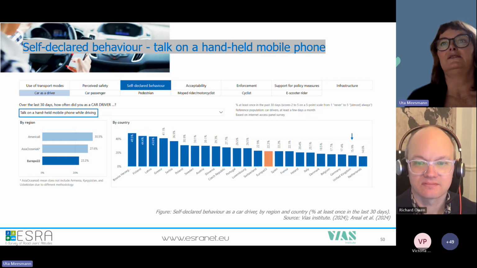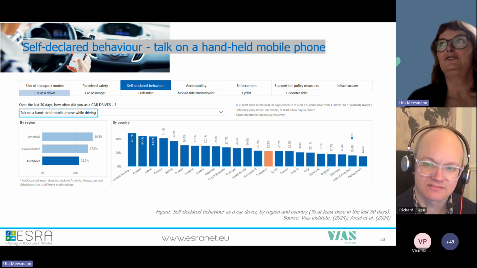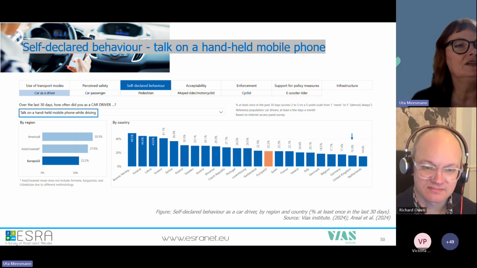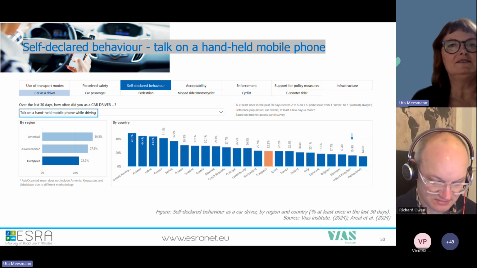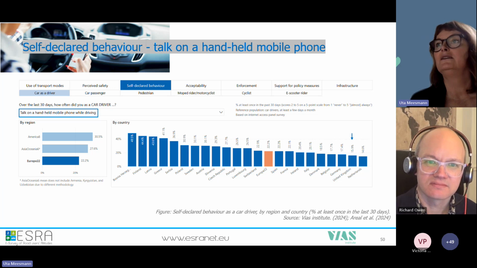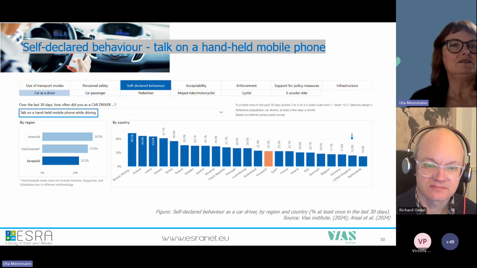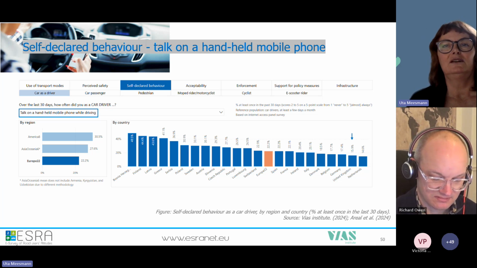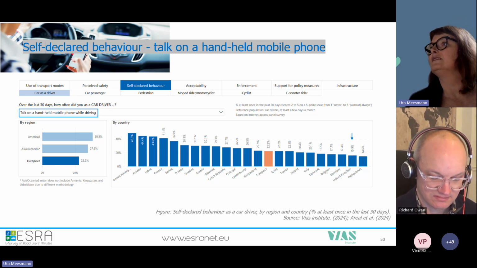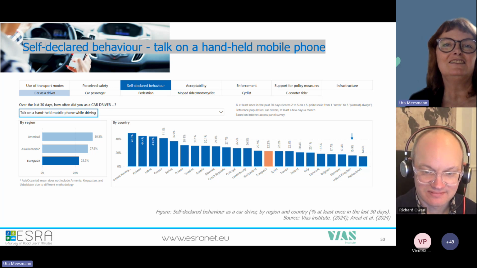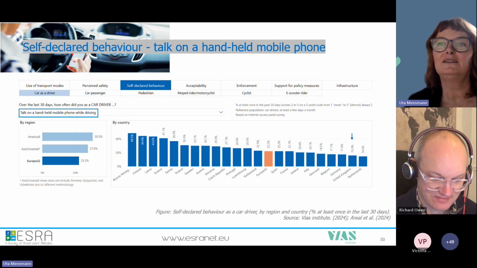Now we switch to another topic, distraction. This slide specifically shows the percentage of drivers who declared that they talked on a handheld mobile phone while driving at least once in the last month. And this ranges from 41% in Bosnia and Herzegovina to 14% in the Netherlands. And also here, the United Kingdom has really low prevalence.